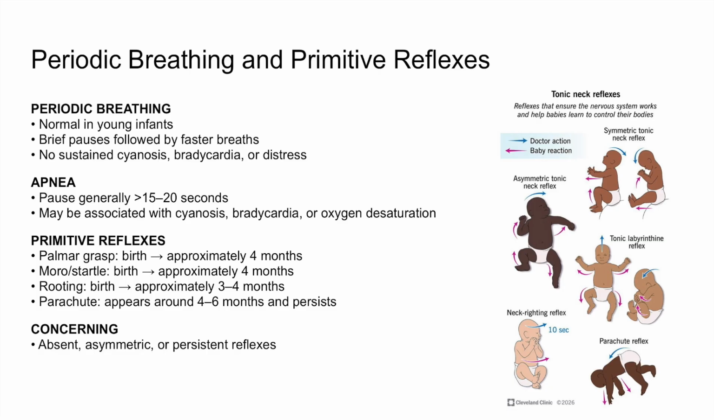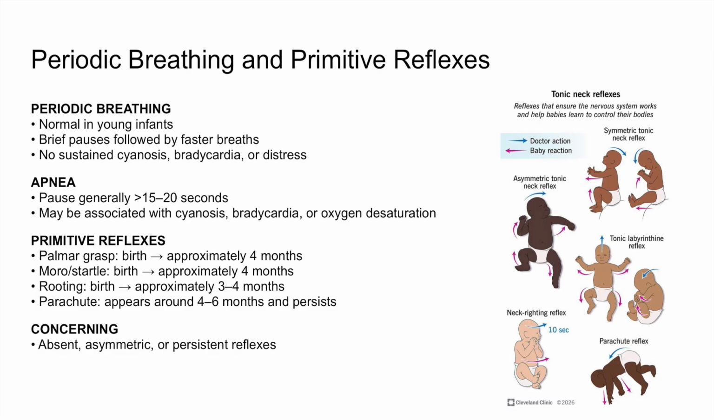So primitive reflexes provide a quick assessment of neurologic integrity and maturation. Rooting helps the newborn to locate the nipple, while suckling supports feeding. The Moro response should be symmetric, and palmar grasps should occur in both hands. These early reflexes gradually disappear as cortical control develops, generally during the first 4 to 6 months.